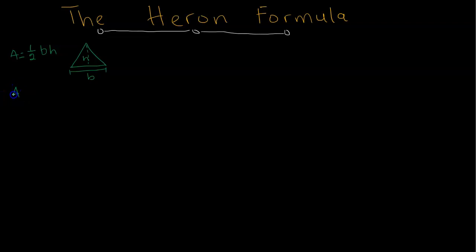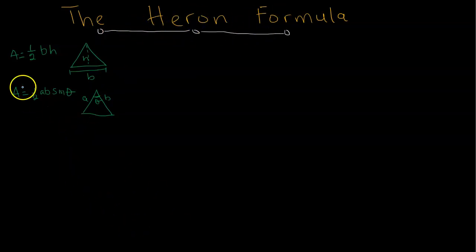We also have 1/2 AB sine theta. This is going to allow us to obtain the area of a triangle given sides A, B, and the angle that's between them, theta. There is one other way to obtain the area of a triangle, and that's the Heron formula.